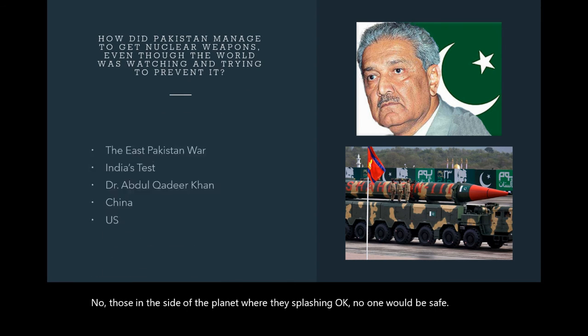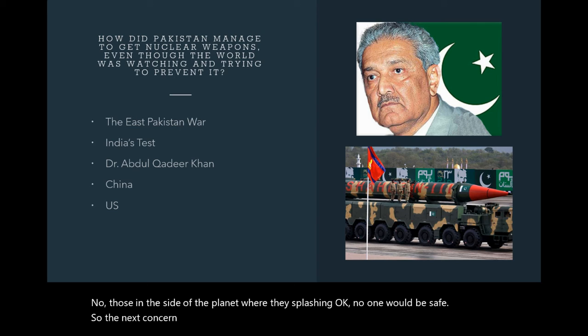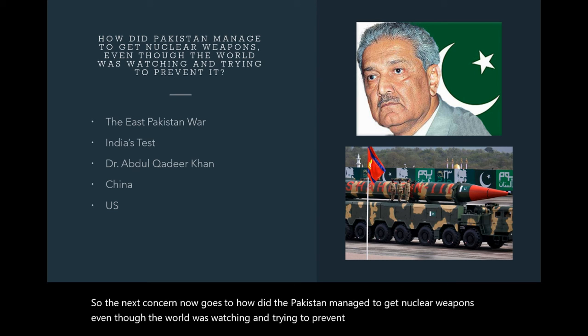So the next concern is how Pakistan managed to get nuclear weapons even though the world was watching and trying to prevent it. There are some culprits here.